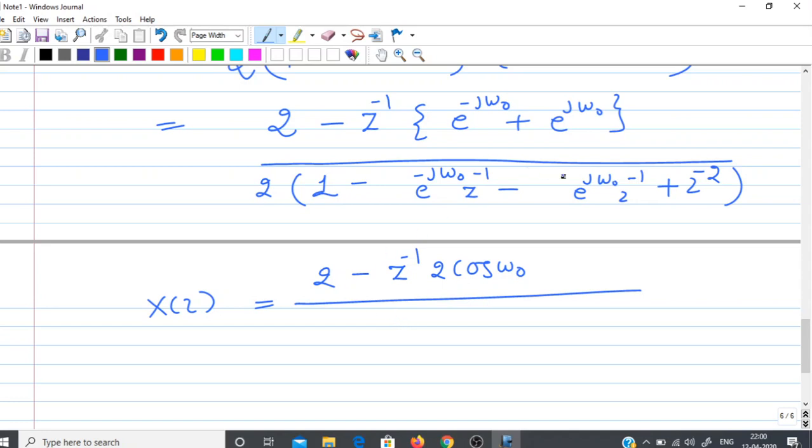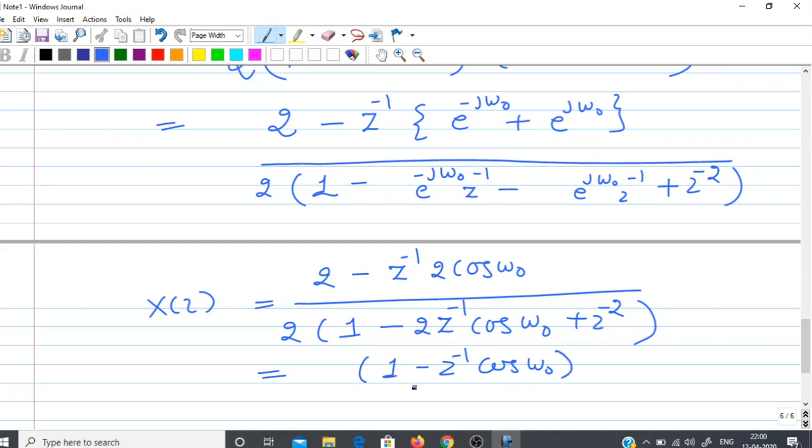In the denominator, again these two terms can be combined. So you get 2 times 1 minus. When you combine these two terms, you get minus 2z inverse cos omega naught plus z to the power minus 2. And if we further simplify, if we take 2 common from the numerator as well, we get 1 minus z inverse cos omega naught upon 1 minus 2z inverse cos omega naught plus z to the power minus 2.